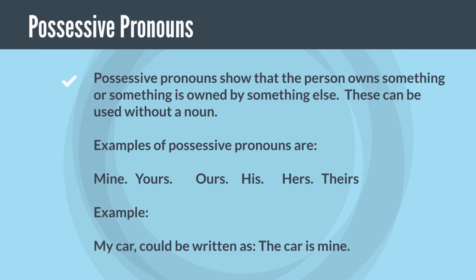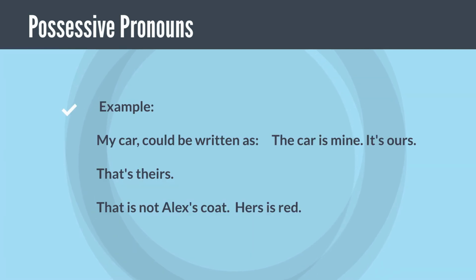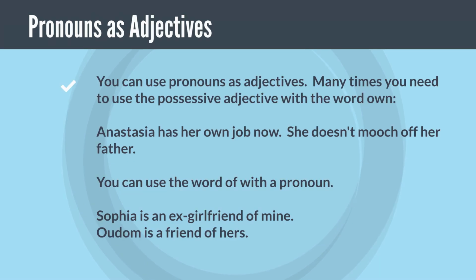Examples of possessive pronouns are mine, yours, ours, his, hers, theirs. Example: my car could be written as the car is mine. It's ours. That's theirs. That is not Alex's coat. Hers is red. You can use pronouns as adjectives.